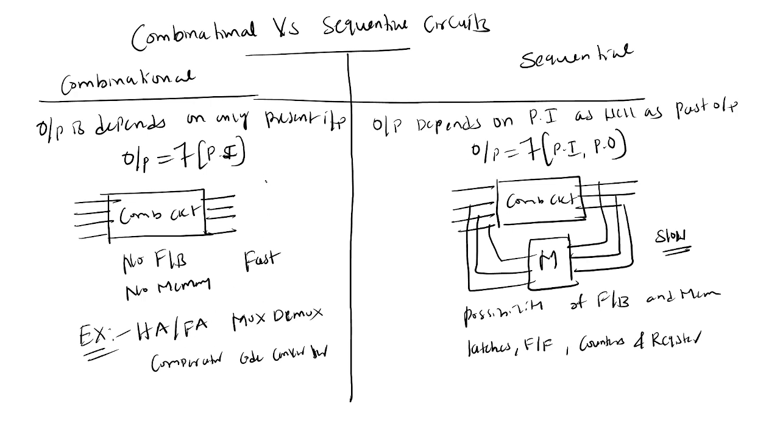Clock: combinational circuits are independent of the clock, there is no clock. Sequential circuits have a clock and depend on the clock. So this is the basic difference between combinational and sequential circuits.